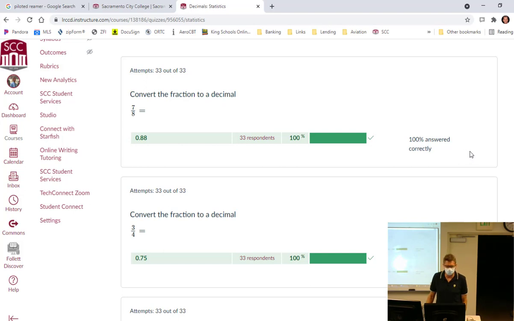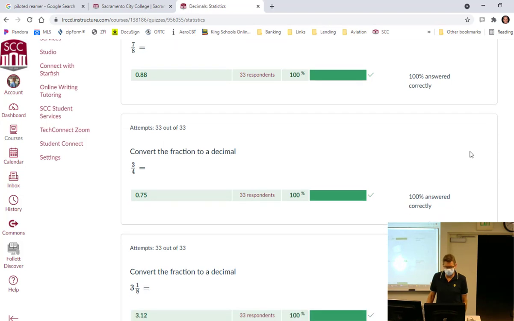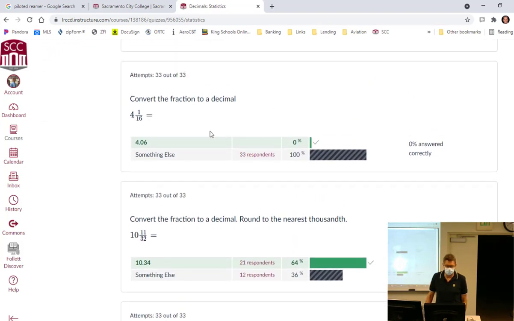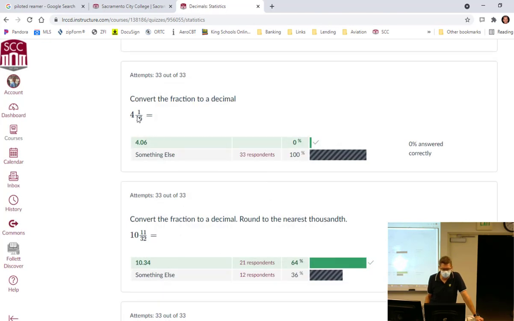Okay, so convert fraction to decimal. Everybody got that? So looking great. I think everybody got this one probably. It's just a rounding issue. I just go through your test, it just takes me a while to do it. But the answer is 4.0625, and it's at 4.06.